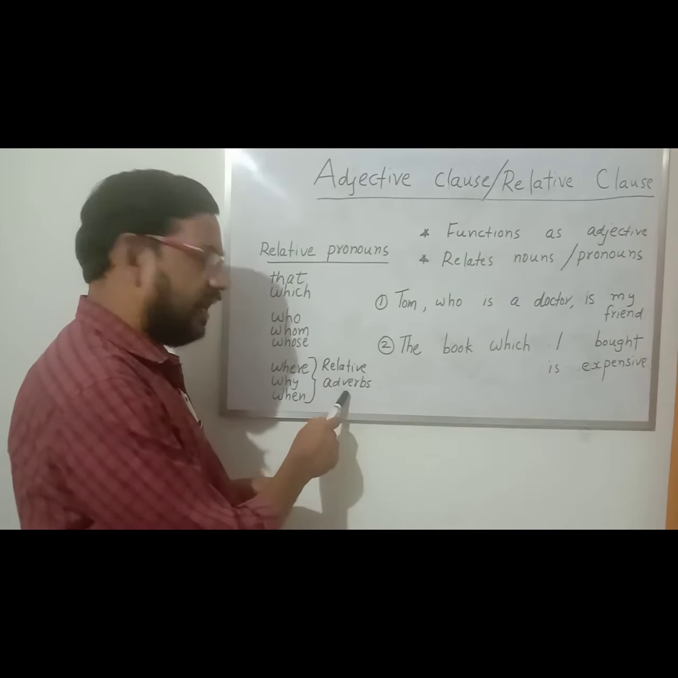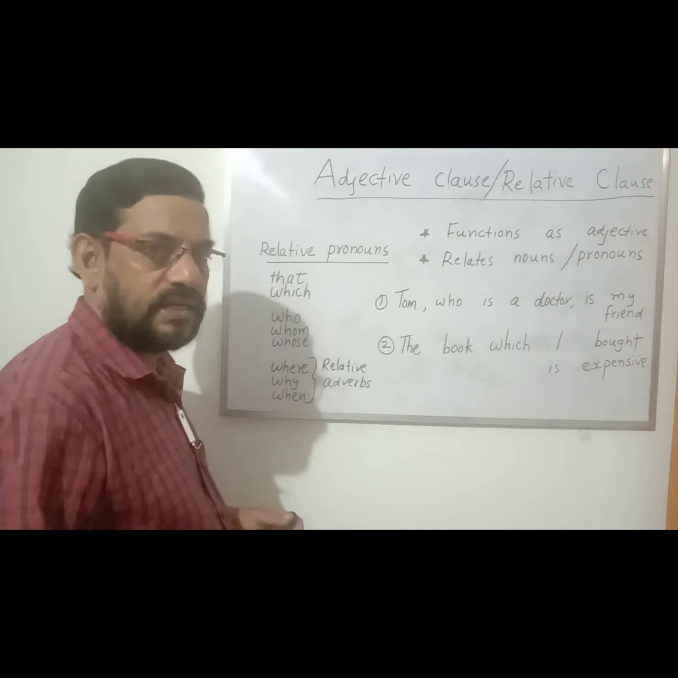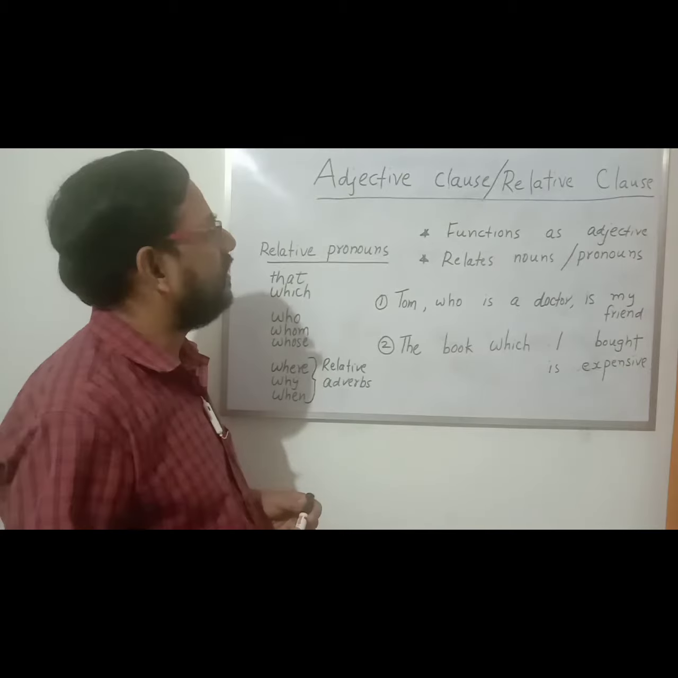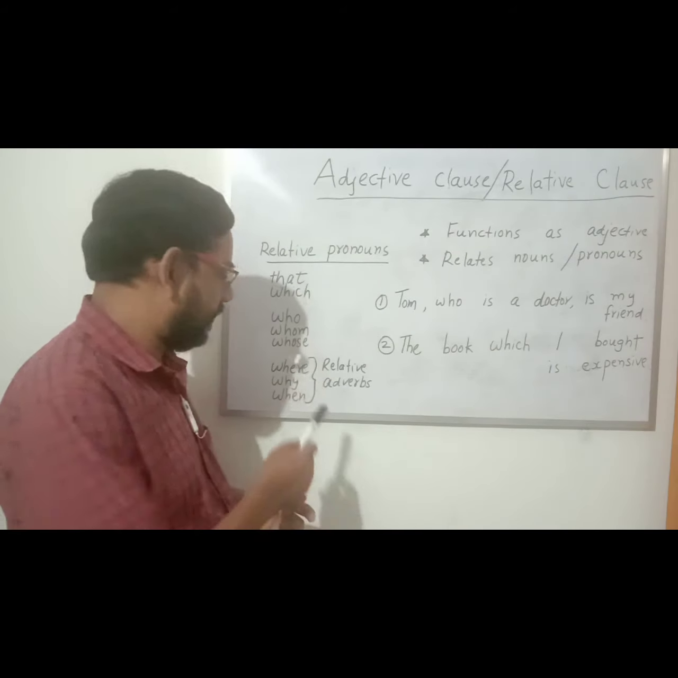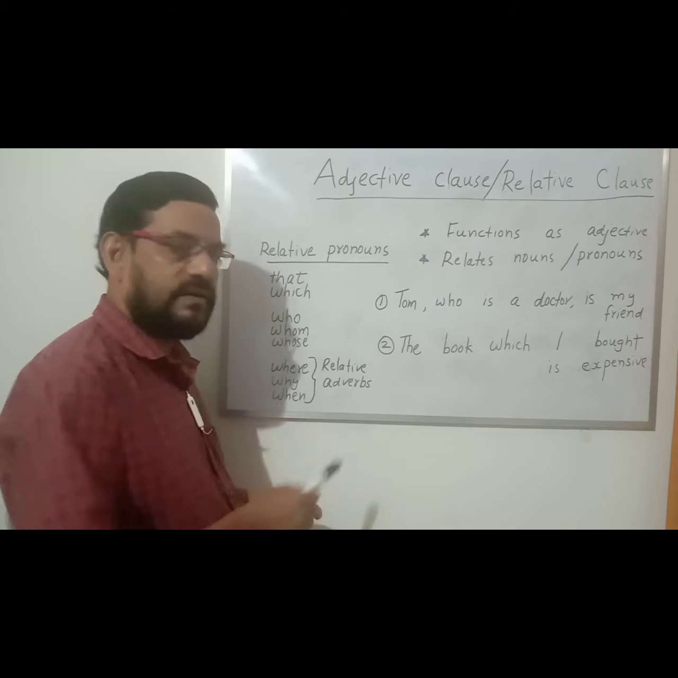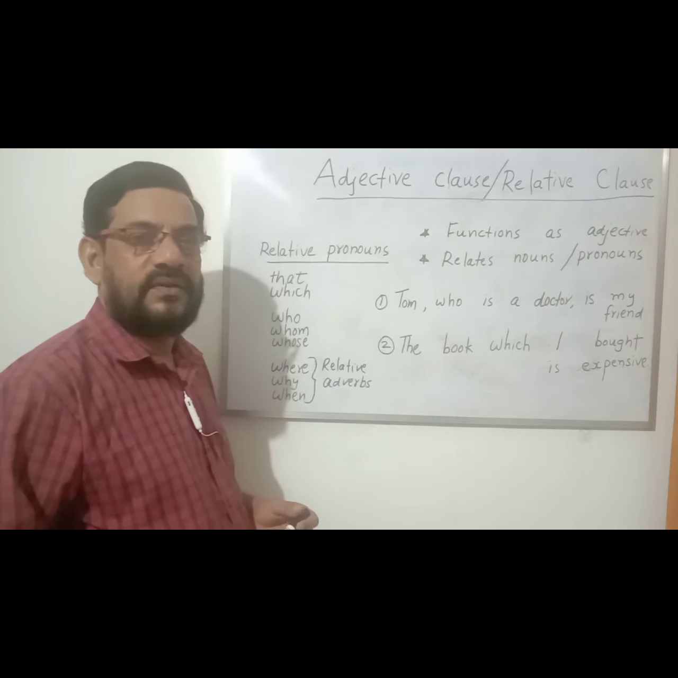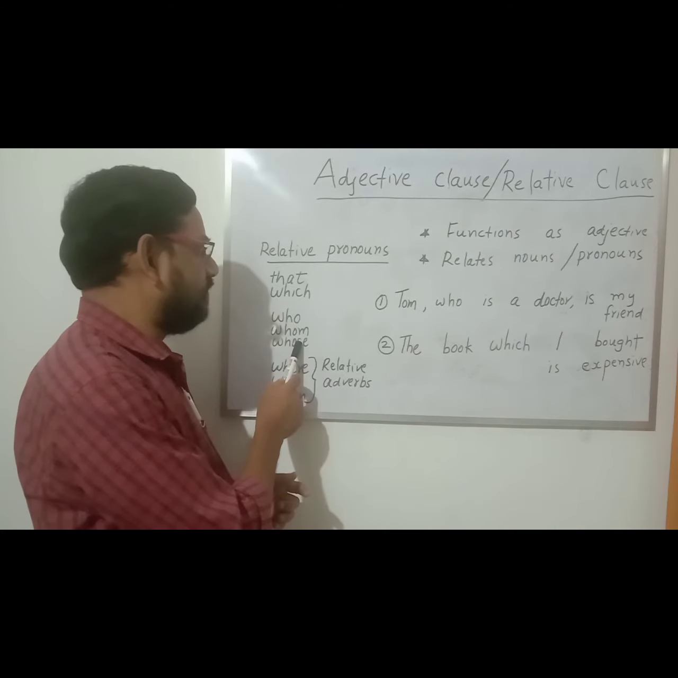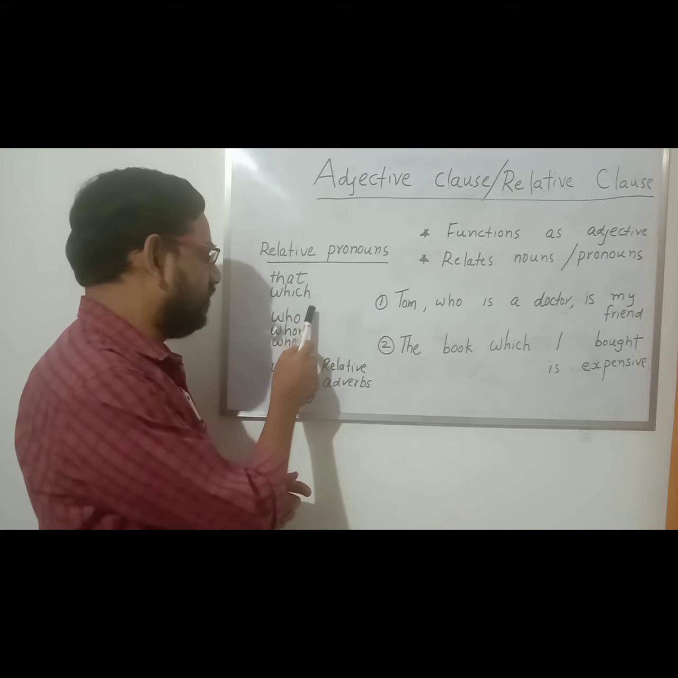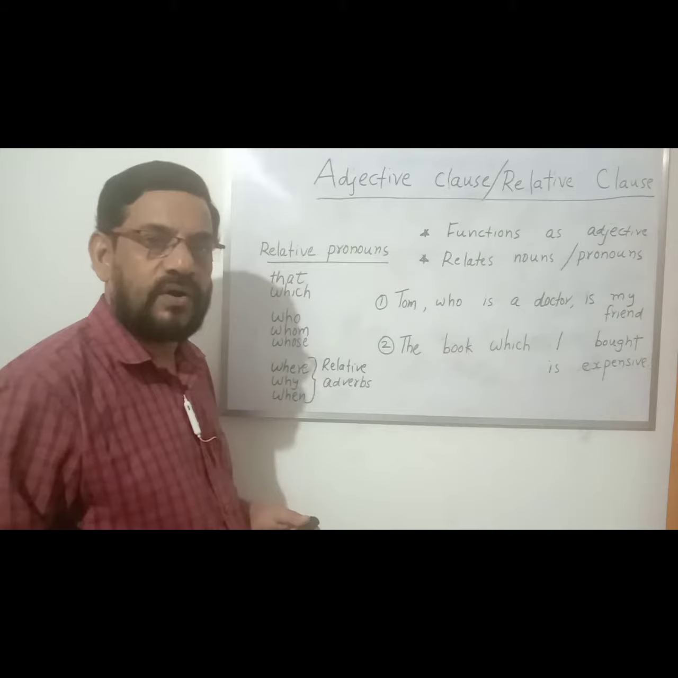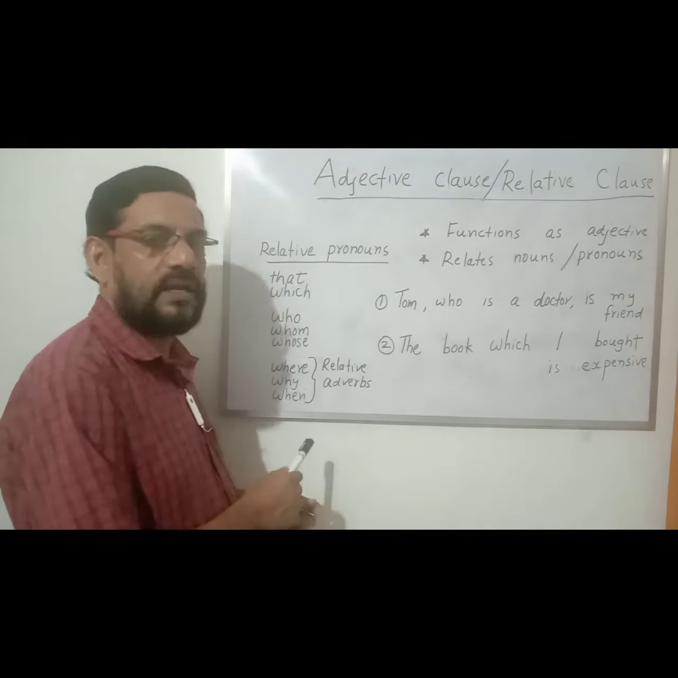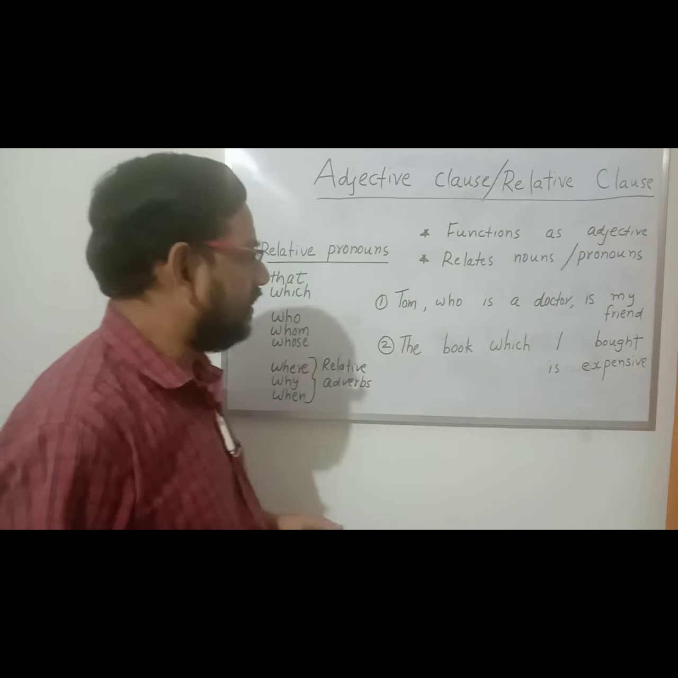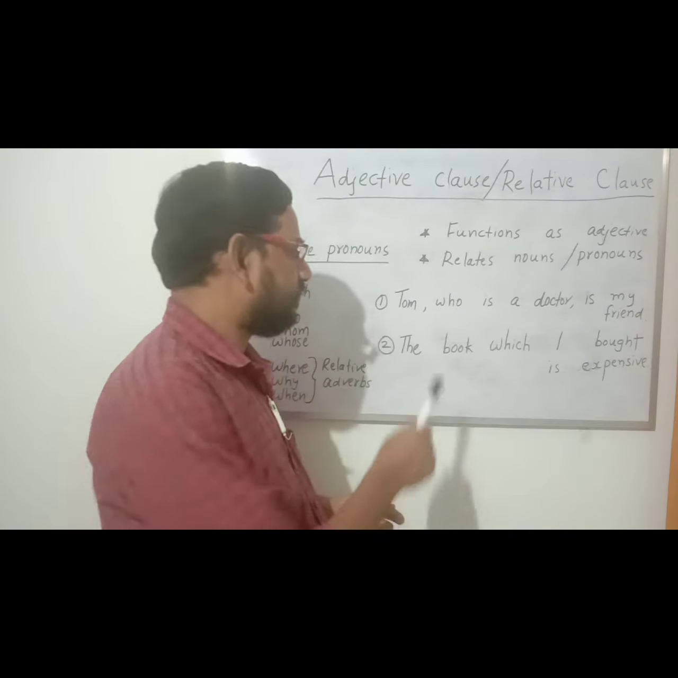And some relative adverbs also we can use. What are the relative adverbs we use to make adjective clauses or relative clauses? Where, why, when. To conclude, we can start adjective clauses with relative pronouns such as that, which, who, whom, whose, or relative adverbs like where, why, when. Now we can check some examples.